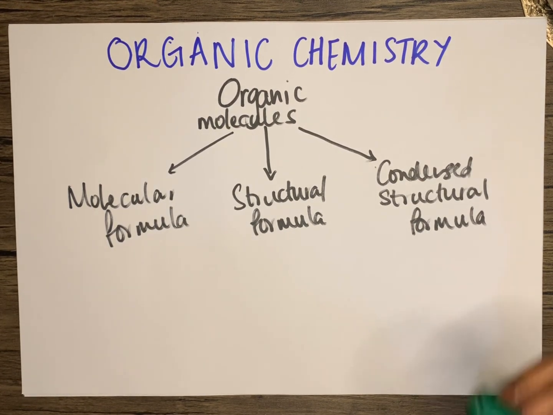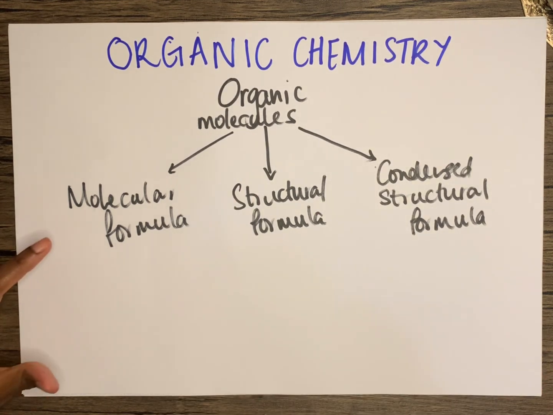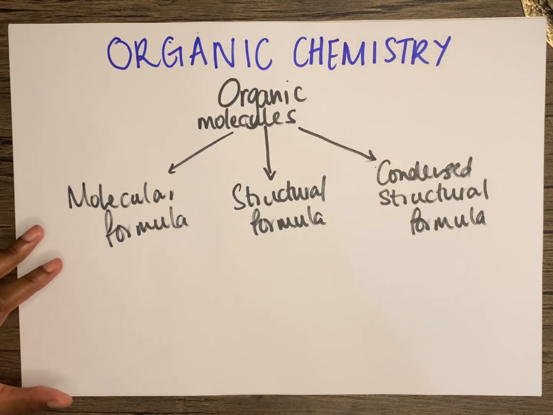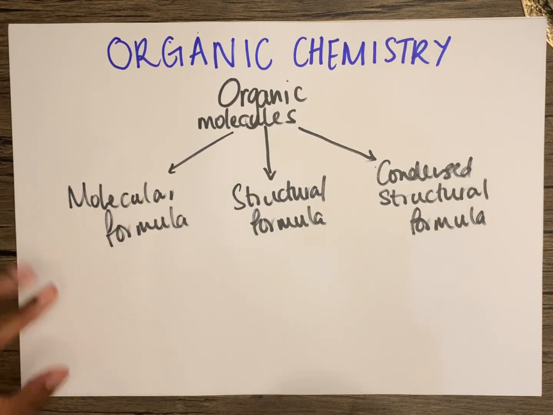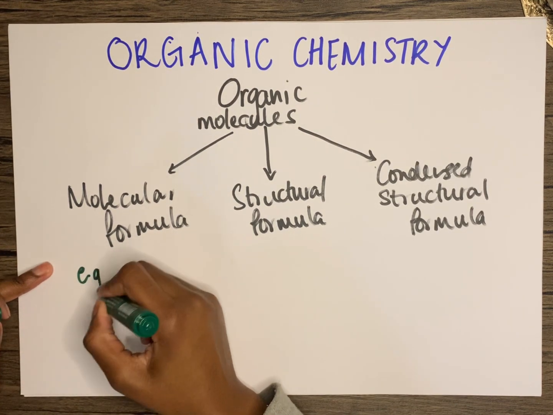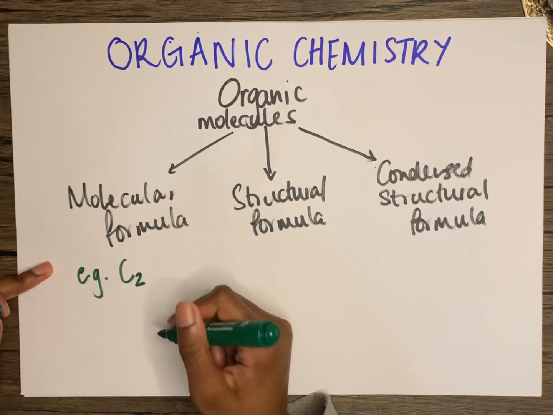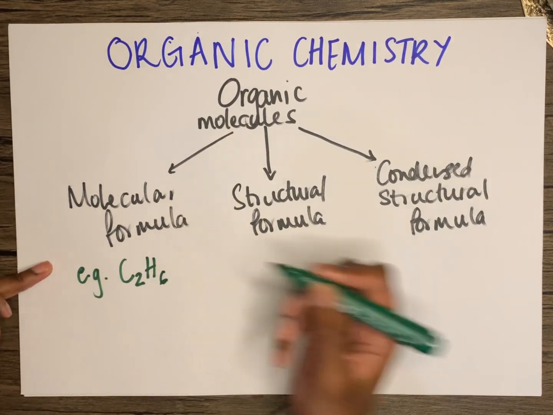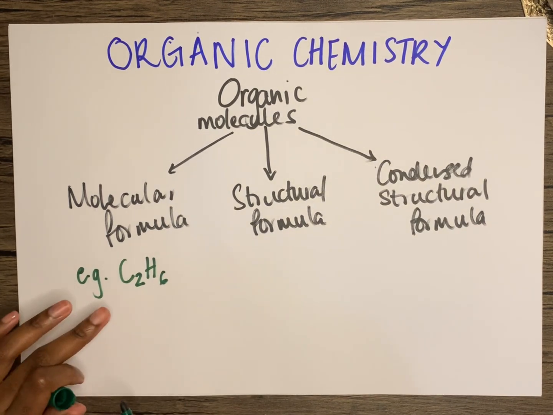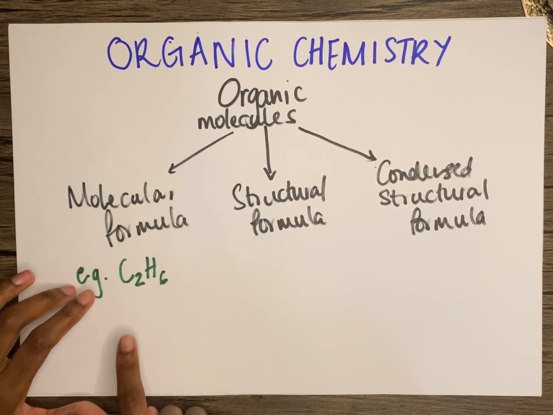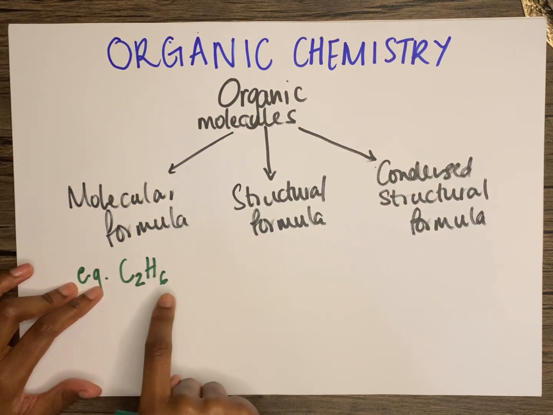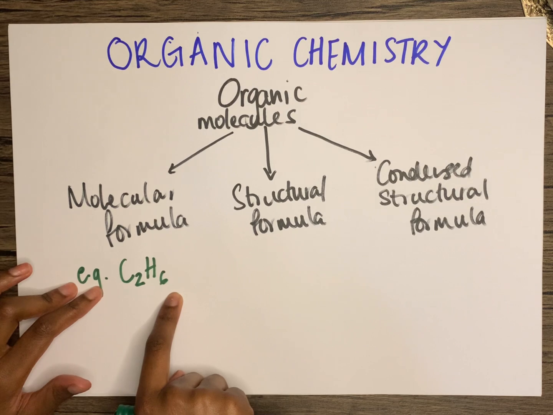So when we say we're talking about organic molecules, we say they contain carbon atoms, right? Molecular formulas show the number of carbons and the number of hydrogens, or other elements present in that molecule. So they show how many carbons you have. For example, I can have a molecular formula that says C2H6, right? So it's telling me that in this molecule, there are 2 carbons and 6 hydrogens.